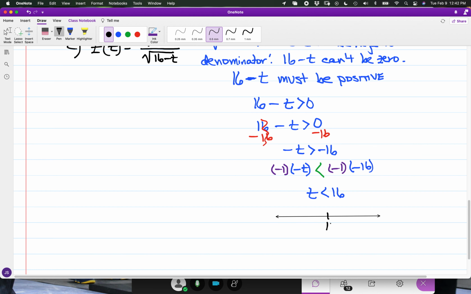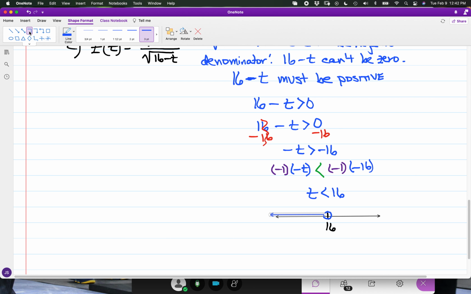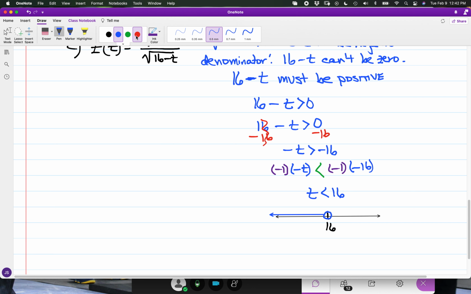So on the number line, t is less than 16, so 16 is not included. What will represent t is a ray that's going to go out to the left of 16 and run continuously in the direction of minus infinity. So in the case of the domain, we have going from negative infinity, approaching but not including 16, so we're going to have parentheses throughout in the interval notation for that particular domain.